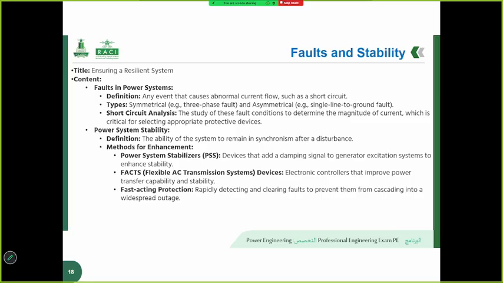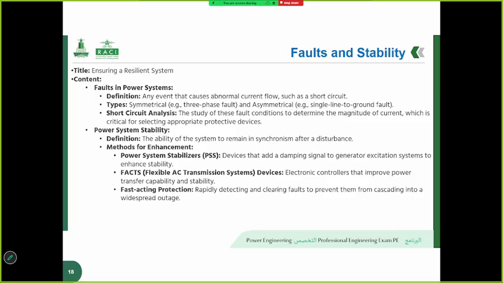So a fault in a power system is an event that causes an abnormal flow of current, deviating from the intended path. The most common and severe type of fault is a short circuit, which occurs when a direct connection is made between two or more conductors, or conductor and ground.